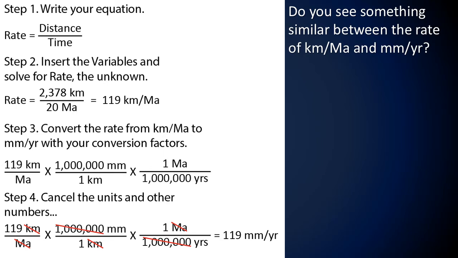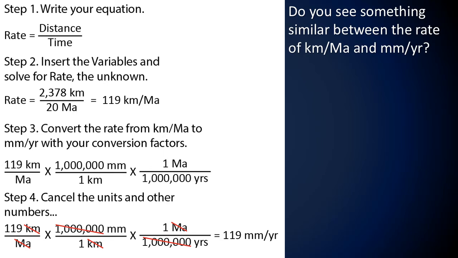Step 3, convert the rate from kilometers per million years to millimeters per year with your conversion factors. Note that there are a million millimeters per kilometer, and there are a million years in a million years. Step 4, cancel the units and other numbers. We can cancel kilometers, we can cancel MA, and we can cancel a million in the numerator and a million in the denominator. And if we multiply this out, we find our rate to be 119 millimeters per year.